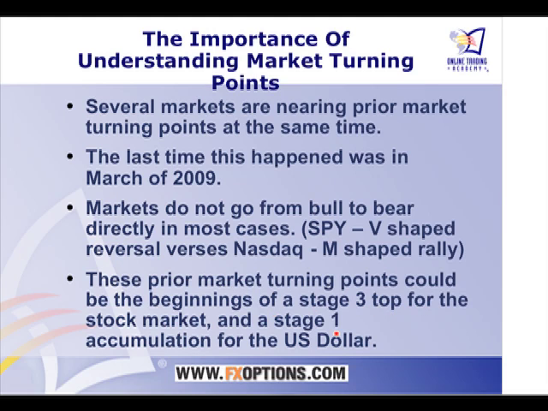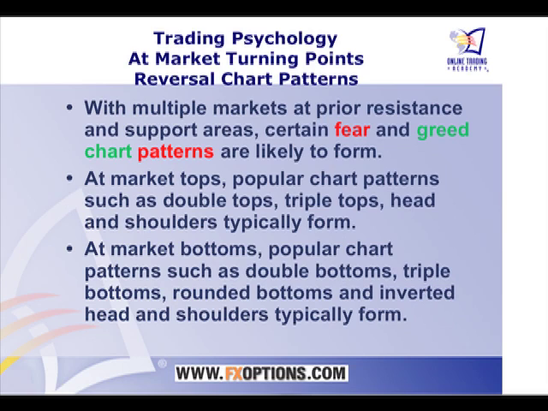So these areas where we're at right now, the support for the dollar and the resistance for the stock market, could be the beginning of a stage 3 top or a stage 1 accumulation for the dollar. And the reason I say that is because I use weekly charts. So I'm looking for this whole sideways process to take a long time to finally work its way through. And remember, if they take out all the buy orders, prices will go lower. If they take out all the sell orders in these markets, then both markets will go higher.